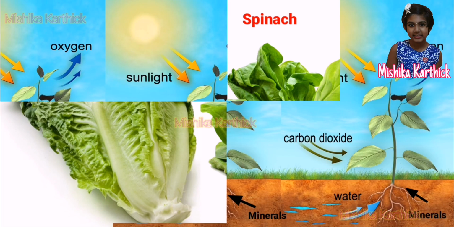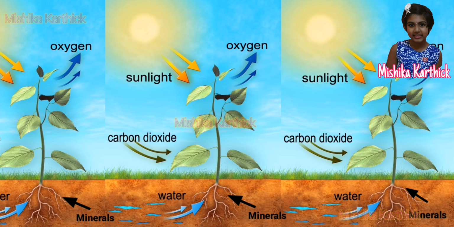Functions of the important parts of the plant. The sun shines on the leaves. The air enters through the holes of the leaves. The leaves use their green color to make food. The stem passes the water and minerals to the leaves. The roots take in water and minerals from the soil.